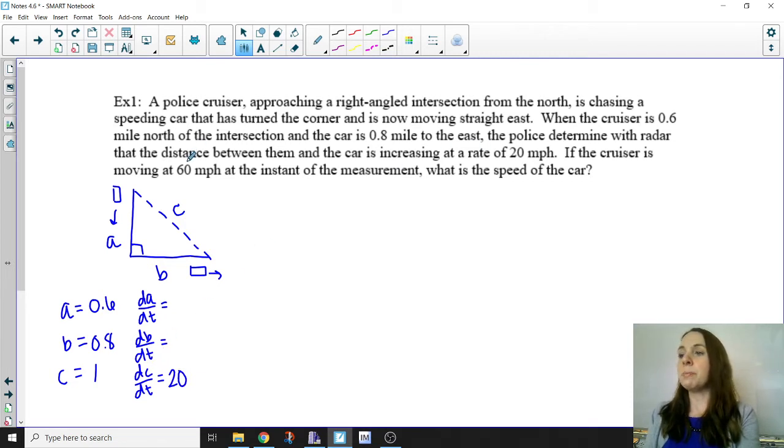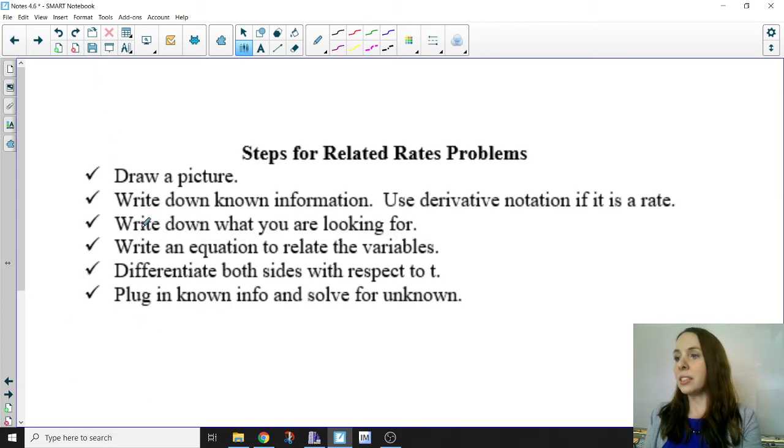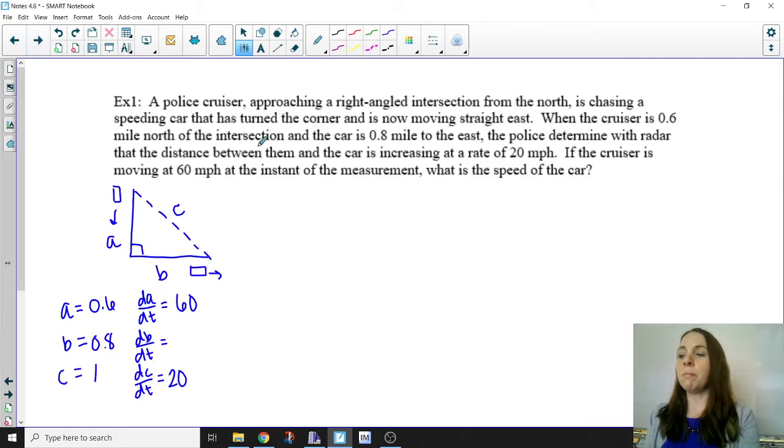Okay, the police cruiser is moving at 60 miles per hour. We used A for our police cruiser length, so that is going to be our dA over dt value. Finally, what is the speed of the car? That's asking you to find the dB over dt value. And by the way, that's the next step here. Write down what you are looking for. I used to make my students write a find statement, but lately I've just been having them put a box around what you're trying to find so that once you get the answer, you fill it out, it's already boxed. So right here, this is what we're trying to find.